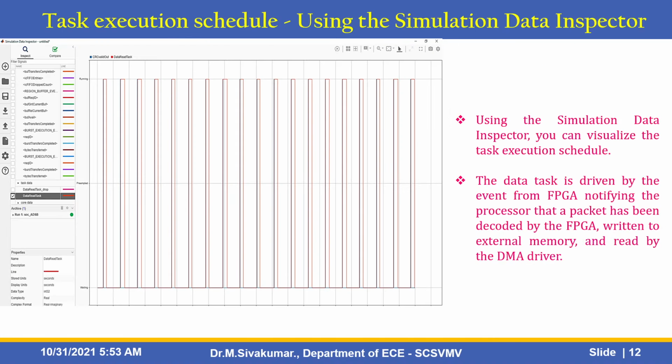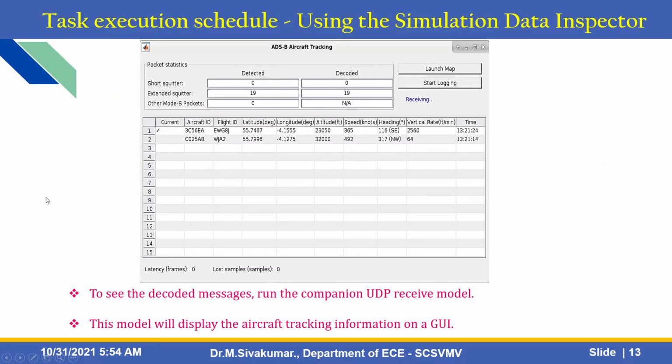Here is the task execution schedule output using the simulation data inspector. This is an SDI plot. We can visualize the task execution schedule. The data task is driven by the event from the FPGA notifying the processor that a packet has been decoded by the FPGA. Here it is written to external memory and also read by the DMA driver. Here is the same task execution schedule using the simulation data inspector.